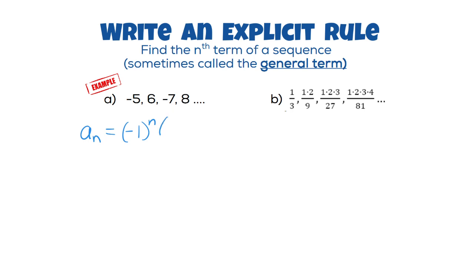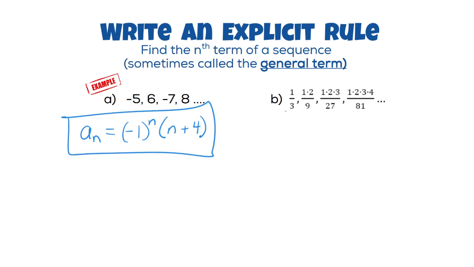All right, I think I've got it. I think I'm going to do an n plus 4. That way, this is going to alternate the signs for me. When I plug in a 1, I'd have a 5. Plug in a 2, I'd have a 6, 3, 7, and so forth. We've got it. Here it is. This is the explicit rule, or the nth term, or the general term. There it is. Okay, look at the next one.